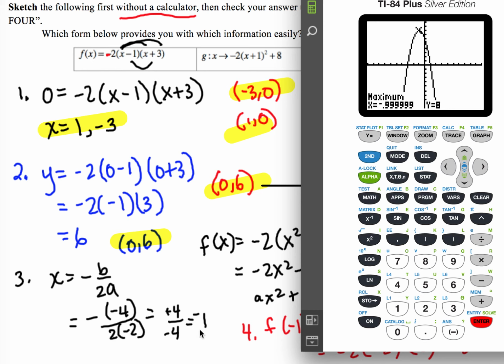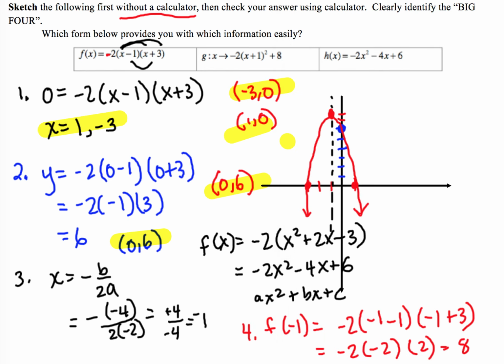So that matches our line of symmetry, and I'll put it here. It gave us the point negative 1, comma 8 for the vertex. So that matches with our point here that we found, negative 1, 8. The calculator won't tell you what the line of symmetry is, but we know that the line of symmetry comes from the x value of our vertex.